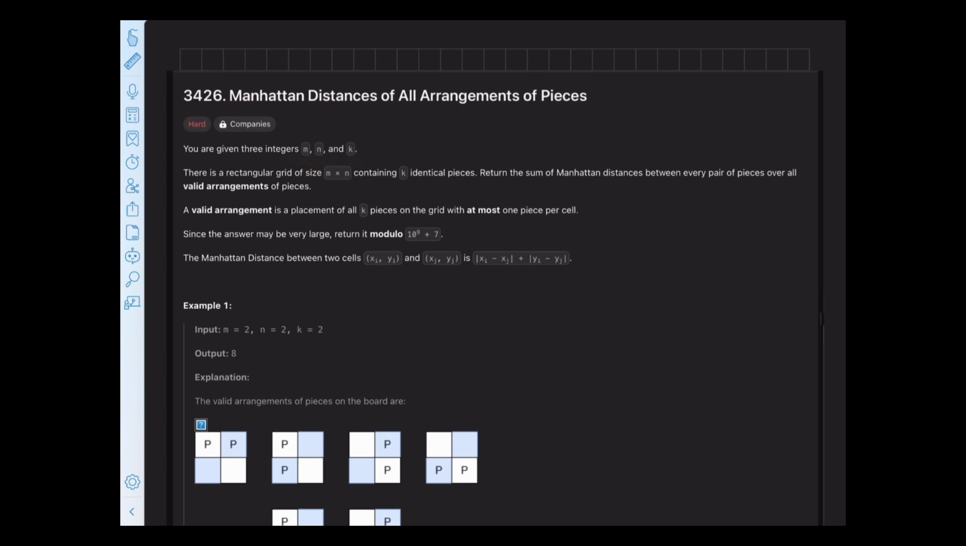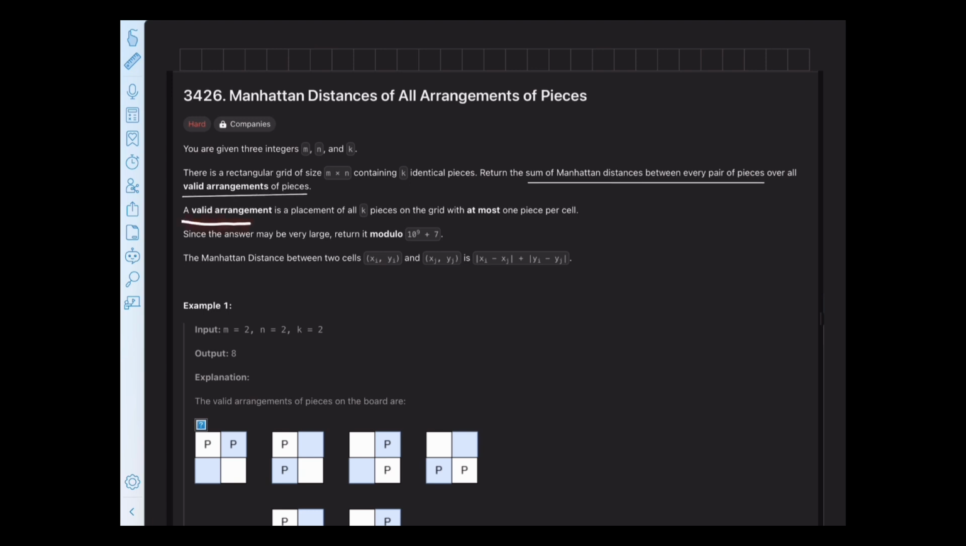There's a rectangular grid of size m by n containing k identical pieces. Return the sum of Manhattan distance between every pair of pieces over all the valid arrangements of the pieces. So what do we have to return? We have to return the sum of Manhattan distances between every pair of pieces over all the arrangements of pieces.